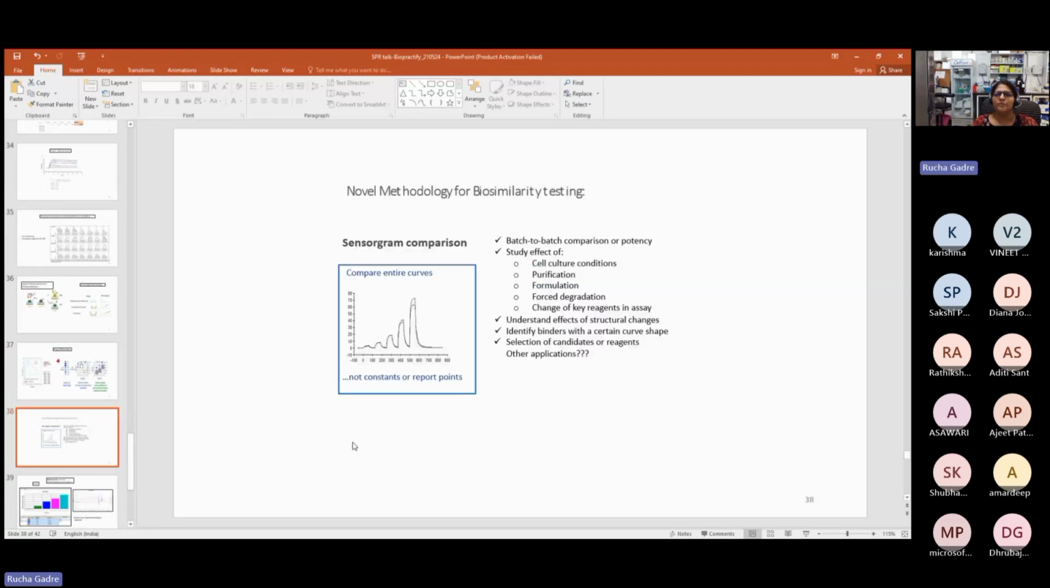Other is that we can compare the sensograms. This can be used in biosimilar testing, batch to batch variation, or if there are any mutants. We can check all of this since we can compare the sensograms.